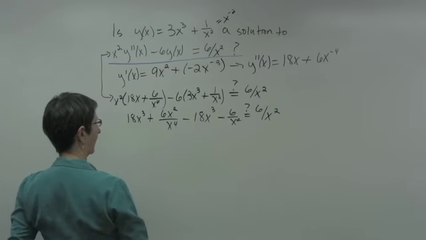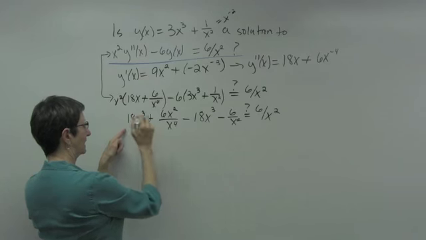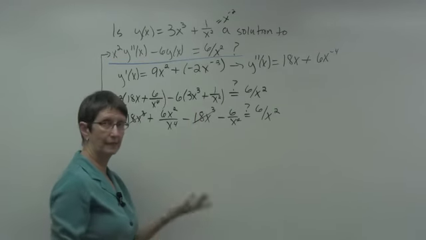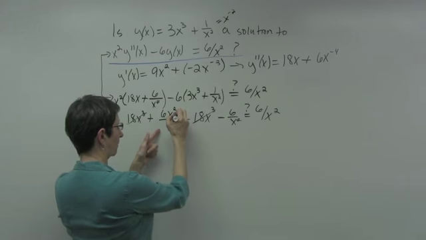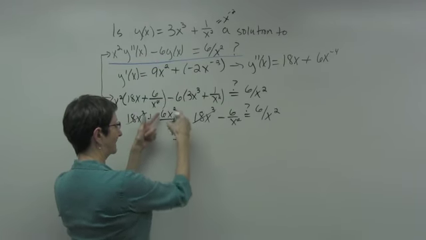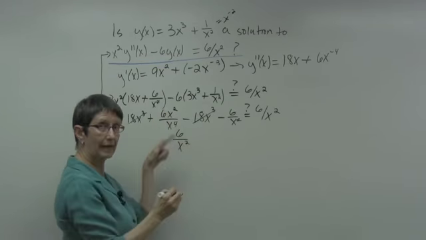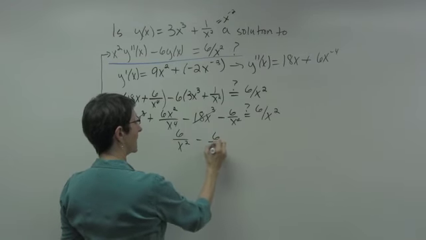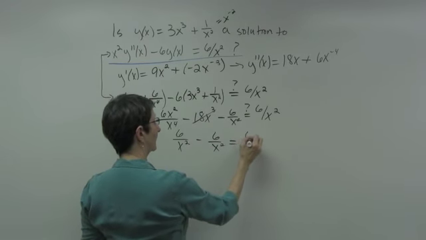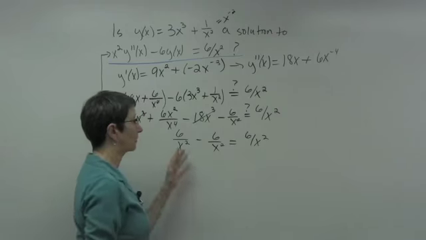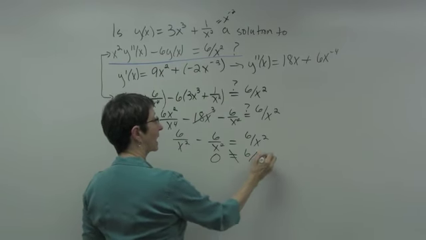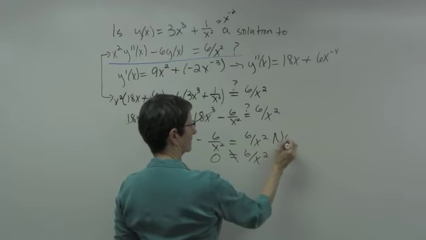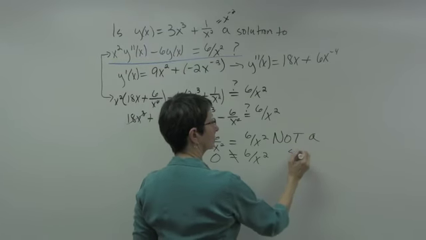Let's see. I have 18x cubed and 18x cubed that cancel. 6x squared over x to the 4th is actually 6 over x squared. I can simplify that part. Minus 6 over x squared equals 6 over x squared. Well, that's not true. This side's 0. So that's not true. So this is not a solution.